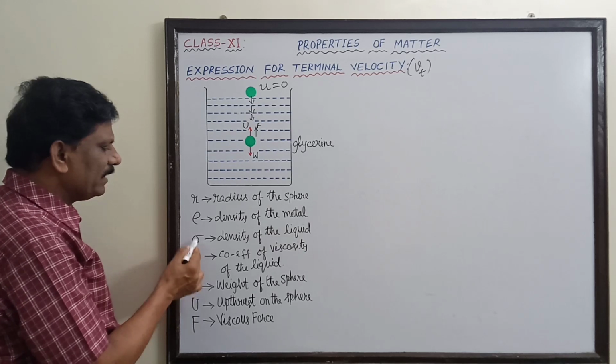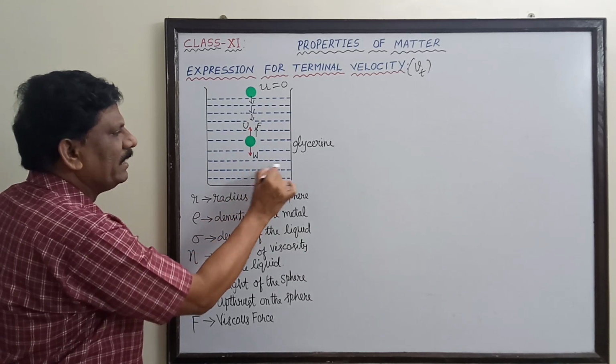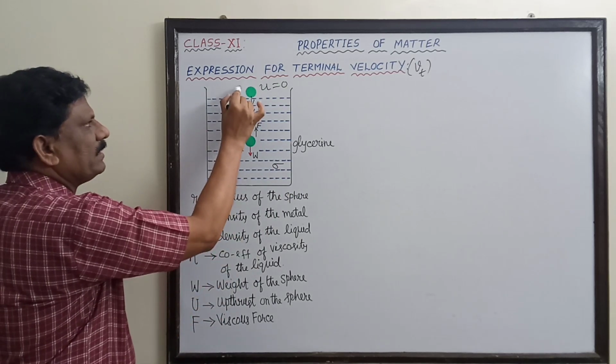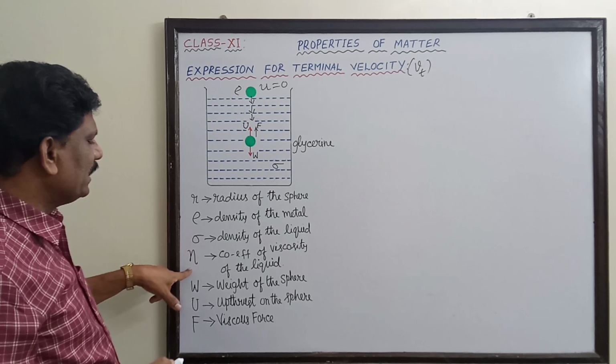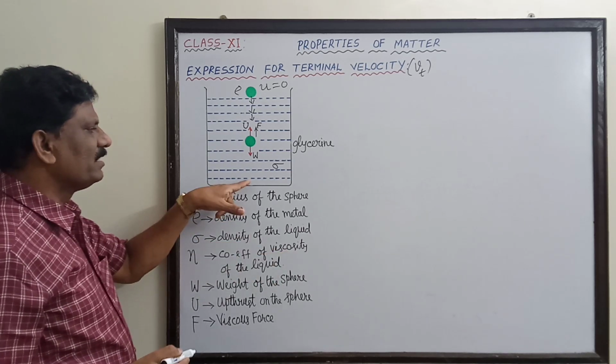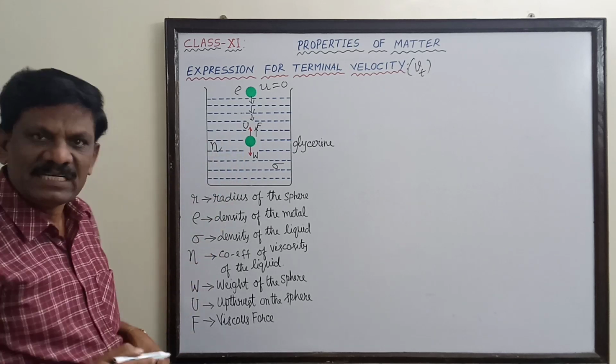Then sigma is the density of the liquid. So, the liquid has a density sigma. Rho is the density of the metal. Then eta is the coefficient of viscosity of the liquid.